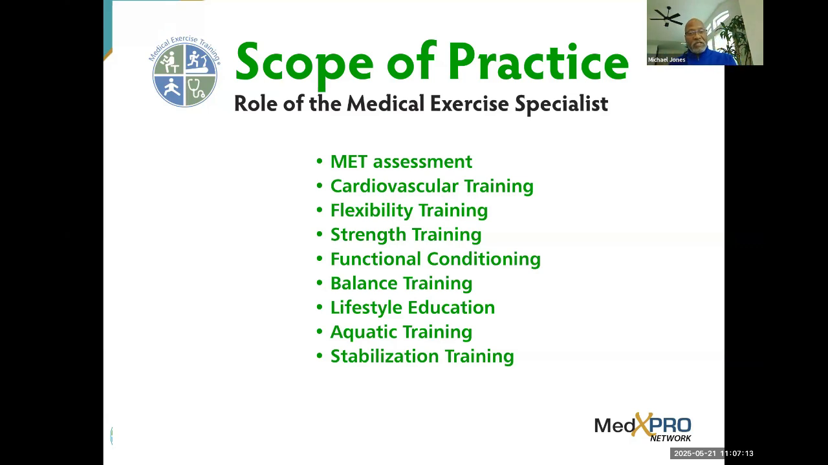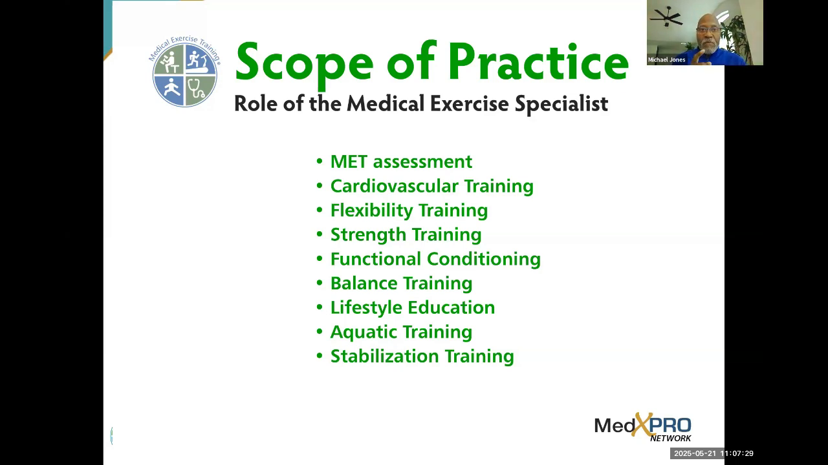Balance training, lifestyle education, aquatic training, and stabilization training. These are all within your scope of practice. Now, if you have a license as a massage therapist or a chiropractor or a dietitian, your licensing allows you to go beyond this scope of practice.